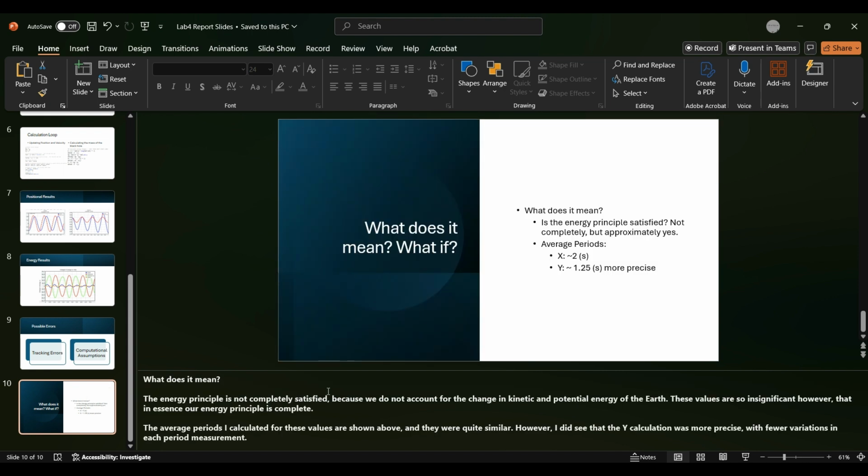So, what does this mean? This means the energy principle is not completely satisfied because we do not account for the change in kinetic and potential energy of the Earth. These values are so insignificant, however, that in essence our principle is complete.